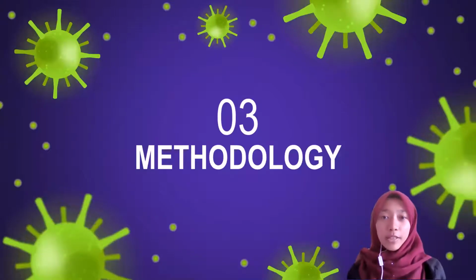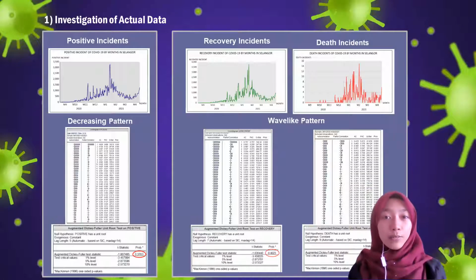Let's continue to the methodology. These are the steps that will be used to determine the model. Number one, investigation of actual data. This step is to plot the actual data of positive, recovery, and death incidents by using the line chart. Next, ACF and PACF will be plotted.